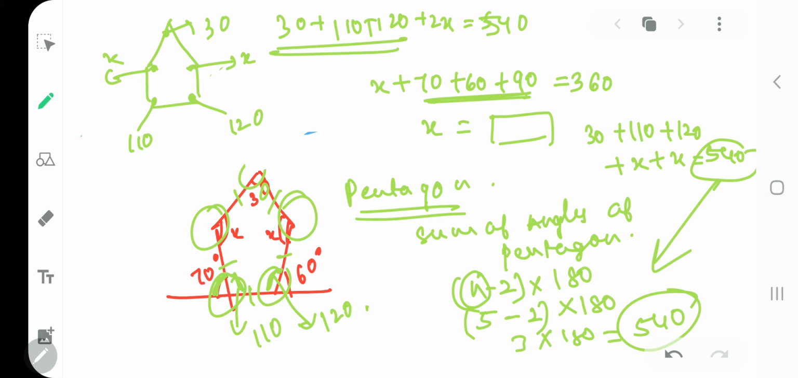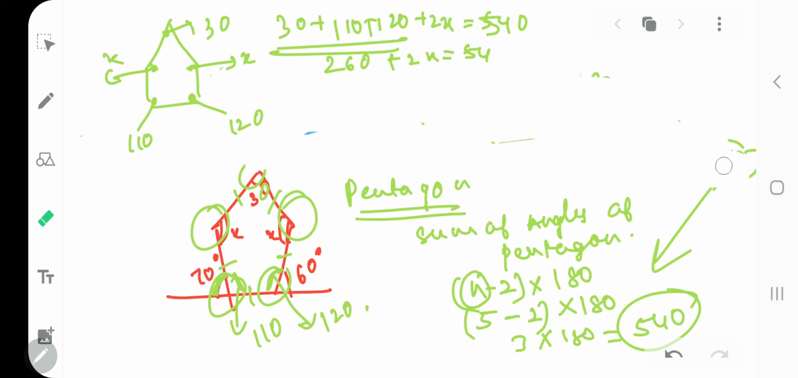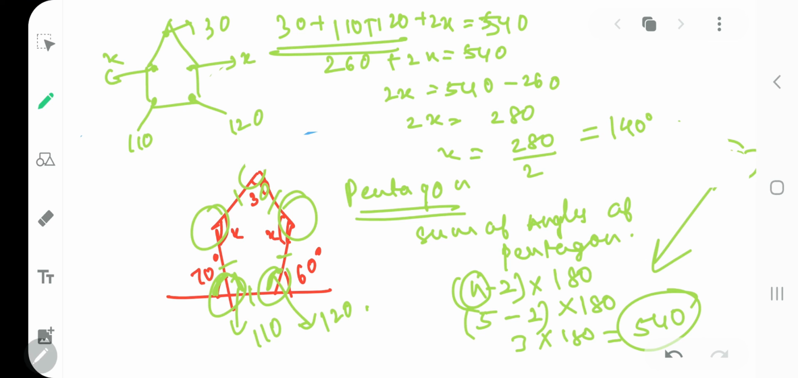Solve this equation, take the numbers, add them. So if you add them, you get 260 plus 2x is equal to 540. Got my point clear? Yes. So 260, I'll take it on that side. So 540 minus 260, 2x is equal to 280. x is equal to 280 upon 2. That is 140 degree. So you got the value of x as 140. Isn't it easy? Yes. Next we have D.